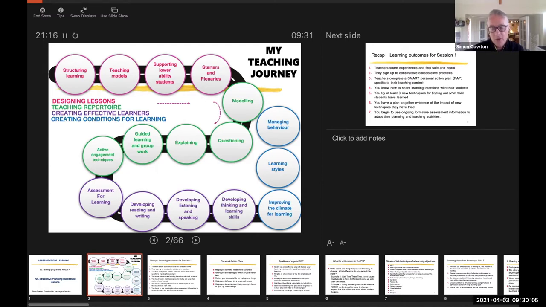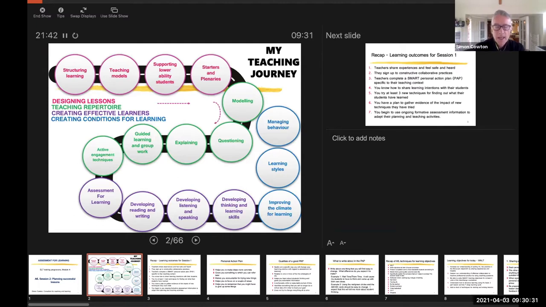And lastly, of course, but this doesn't mean it's not important, some people would put it right at the beginning of the journey, is managing behavior. Now, very briefly, when it comes to managing behavior, this is super important, of course, because nobody's learning in a classroom where the behavior is poor.